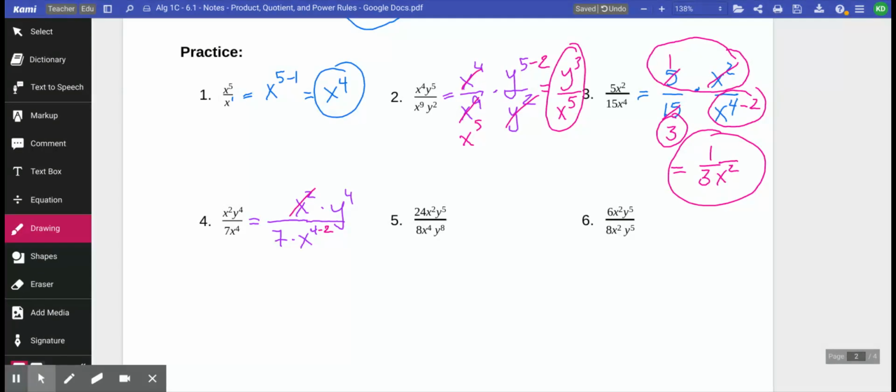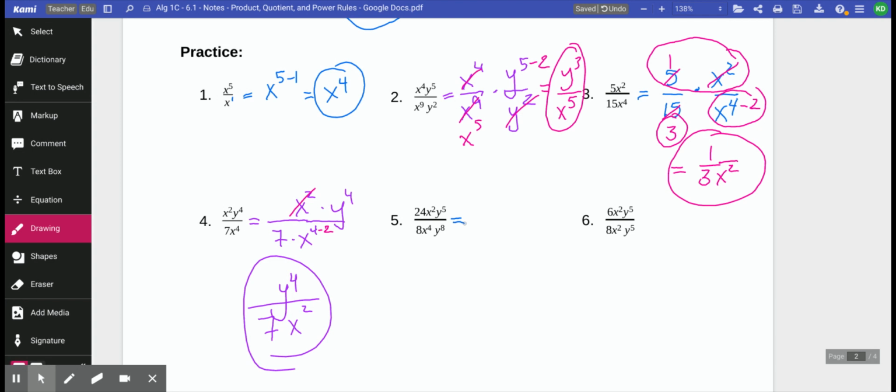So my answer here, if I just write down everything that I have going, it won't let me change color. There we go. So on the top of this fraction, we have y to the 4th. And on the bottom of this fraction, I have 7x squared. Done.